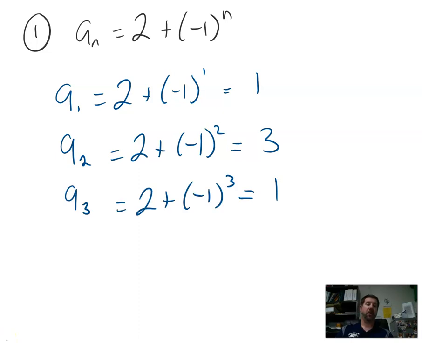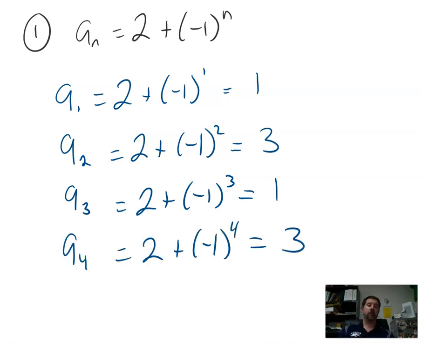To find the third term, I plug in the 3. So this is 2 plus negative 1 to the third, which is negative 1, so again I get back to 1. Then to find a sub 4, I again raise negative 1 to an even power, so it's positive, and I get back to 3. Probably by now you can see the pattern that is going to happen. Whenever I raise it to an odd, I get 1. Whenever I raise it to an even, I get 3. Odd, a 1; even, a 3. And so this sequence would look something like that right there.